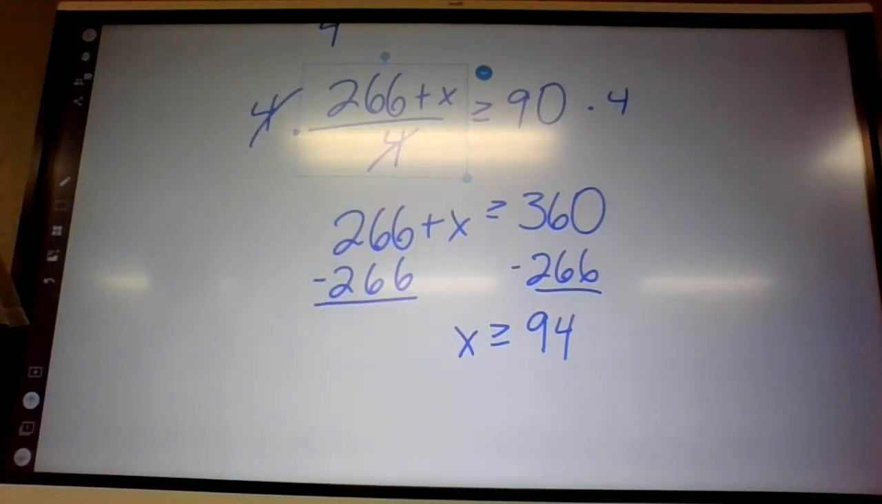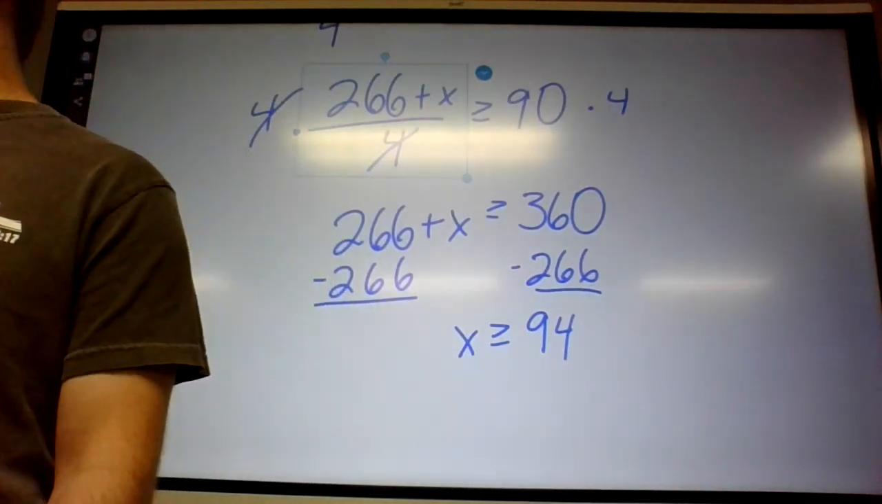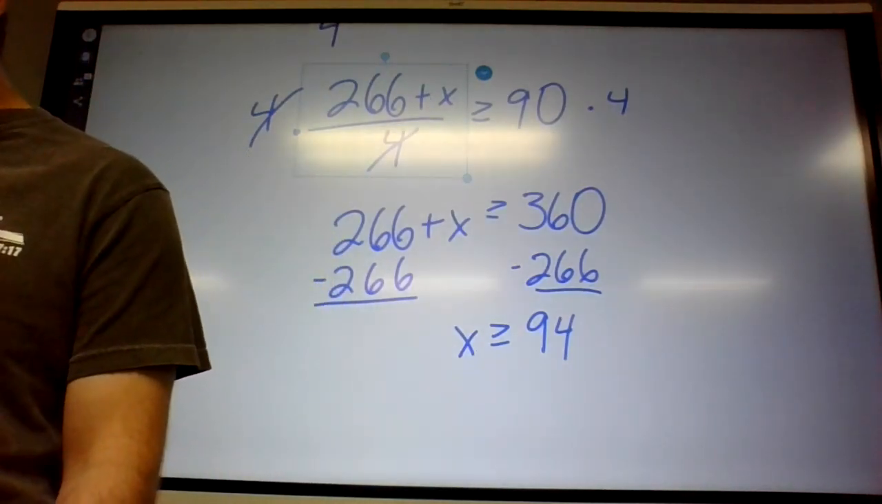Number 20. Two inequality statements joined by the word and is called a what? Conjunction. 21 has the word union, which I never really taught you guys, but union goes with disjunction, so that's 21.